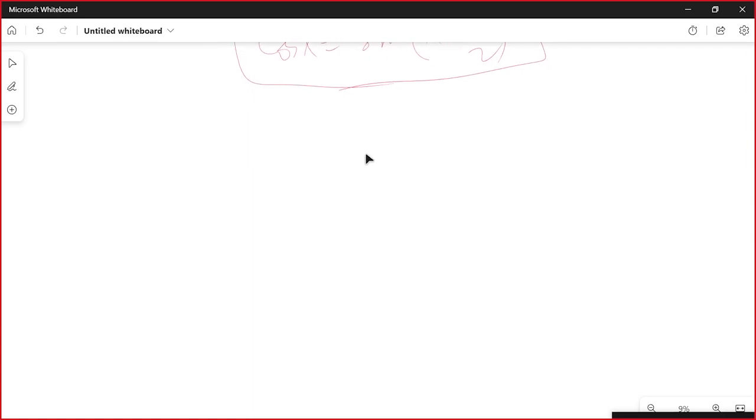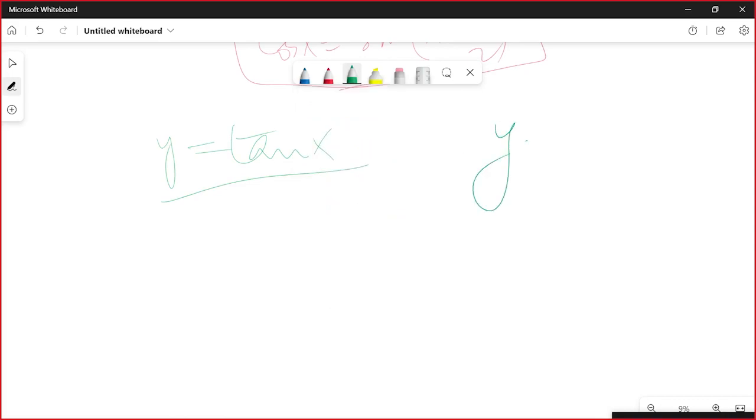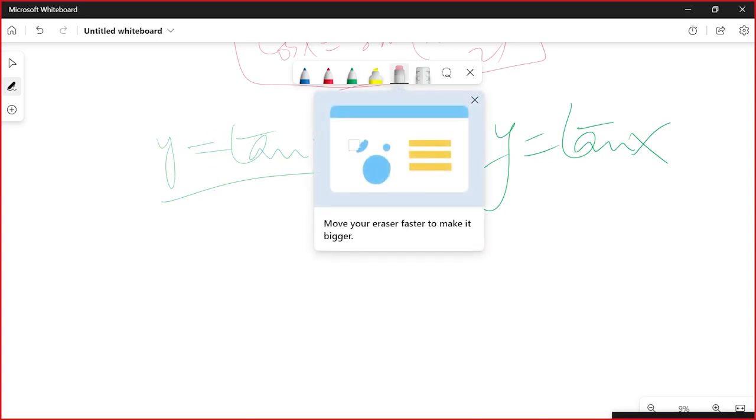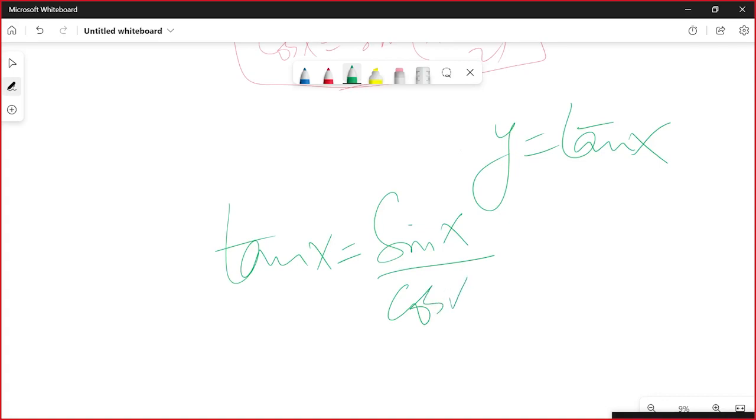Okay, so after sin x, we move to the graph for y is equal to tan x. Now the question is, what is the relation between sin x, cos x, and tan x? Do you know that? No. Tan x is actually sin x divided by cos x.